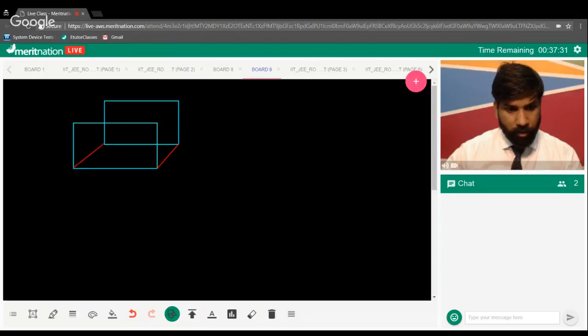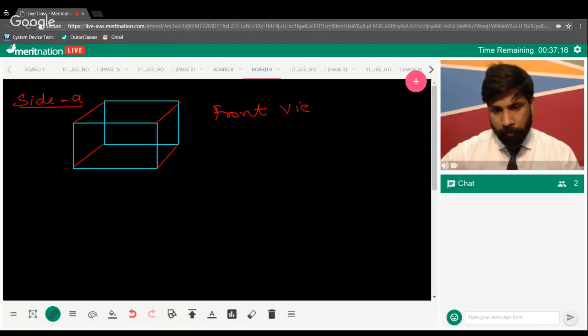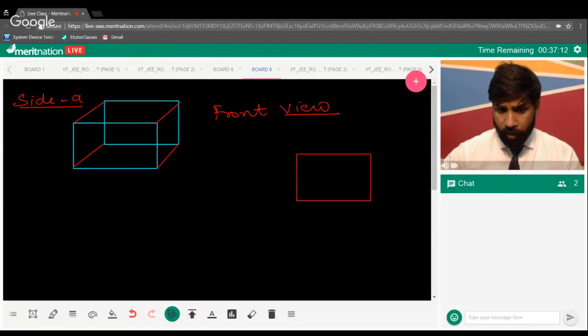This is the cube. Okay, cube of side A, suppose. And suppose if we draw here the front view of this cube. So this is the front view, suppose.